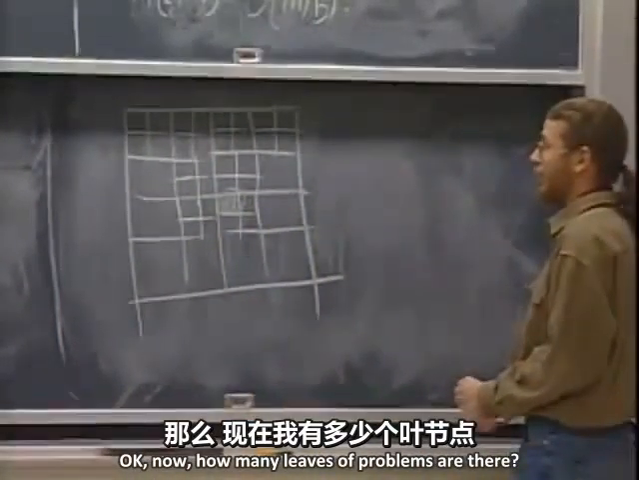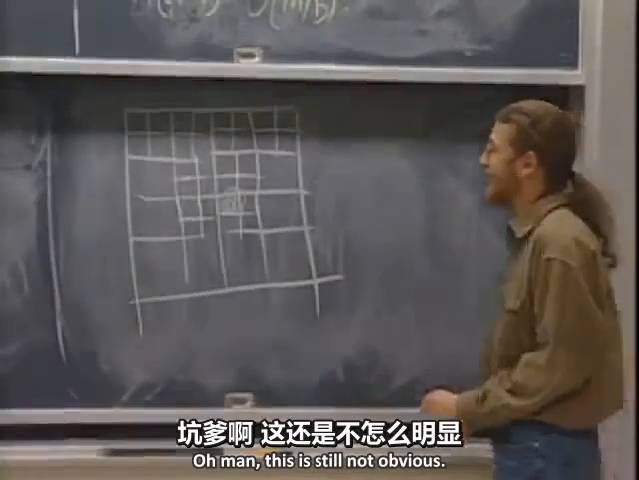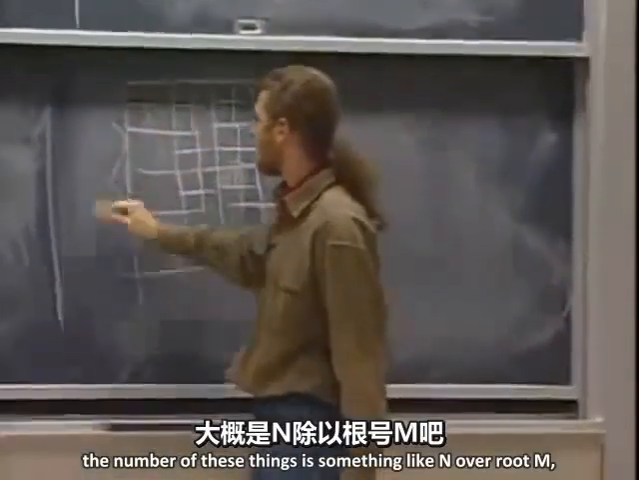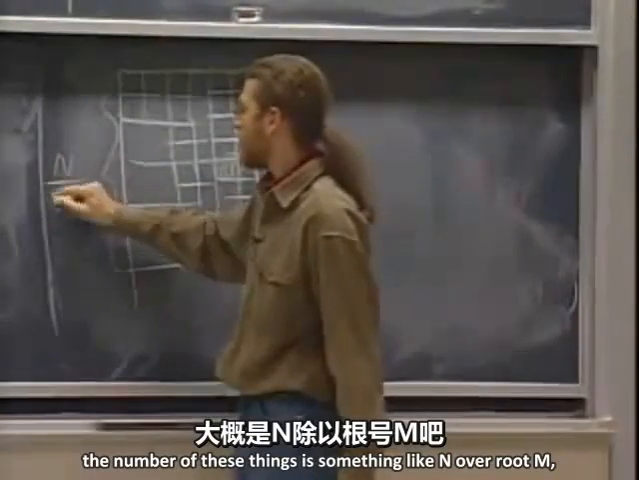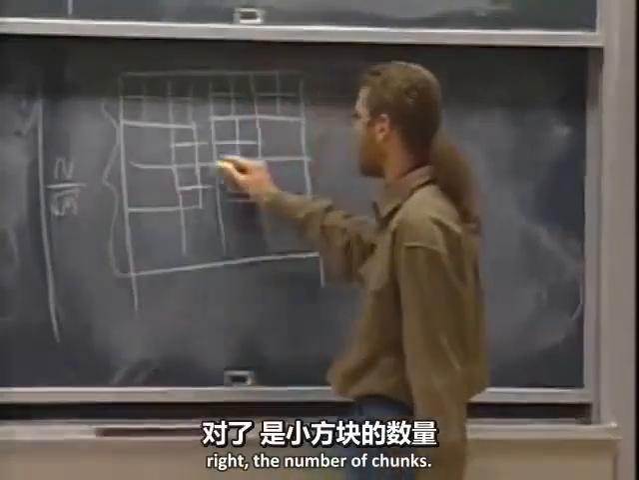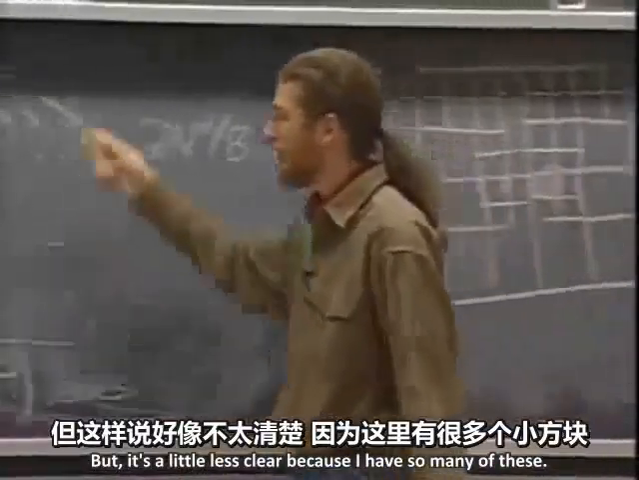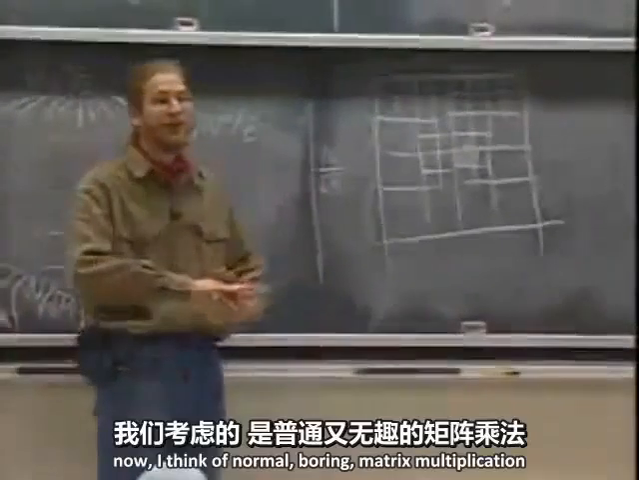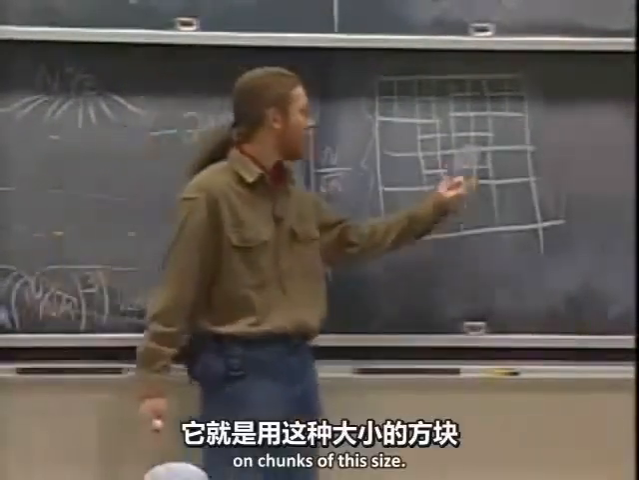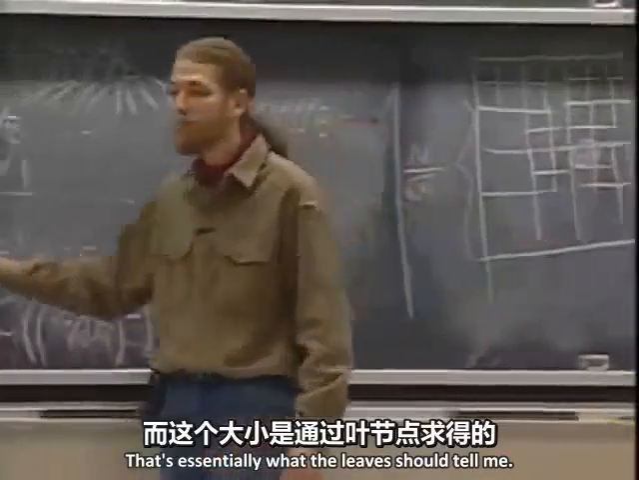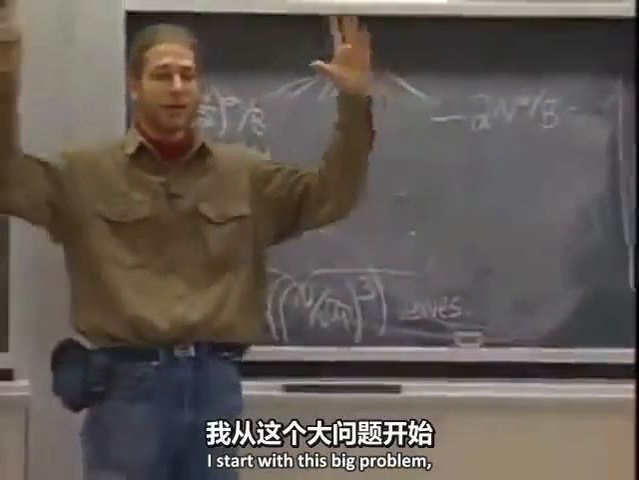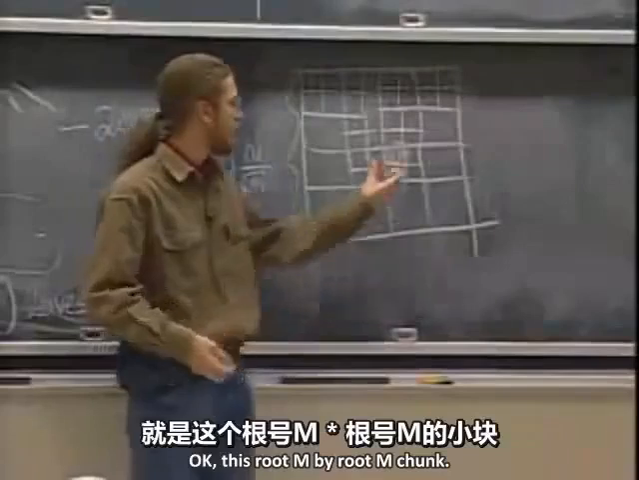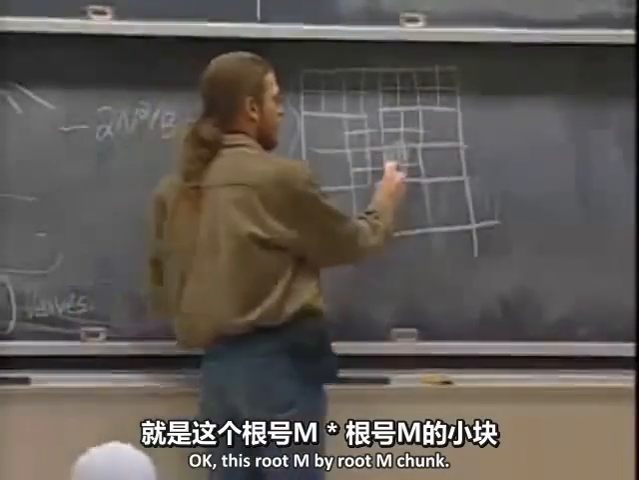Now, how many leaf subproblems are there? Oh man, this is still not obvious. Okay, the number of leaf chunks here is something like n over root m. Right, the number of chunks. But it's a little less clear because I have so many of these. But, all right, so let's just suppose now I think of normal, boring matrix multiplication on chunks of this size. That's essentially what the leaves should tell me. I start with this big problem. I recurse down to all these little tiny, multiply this by that. Okay, this root m by root m chunk.